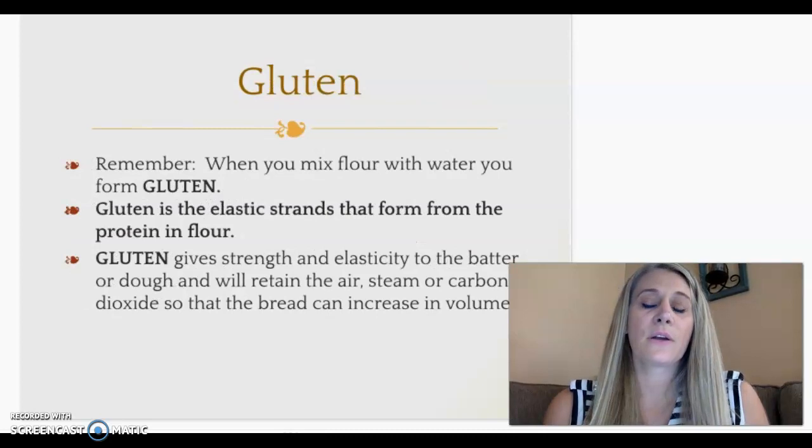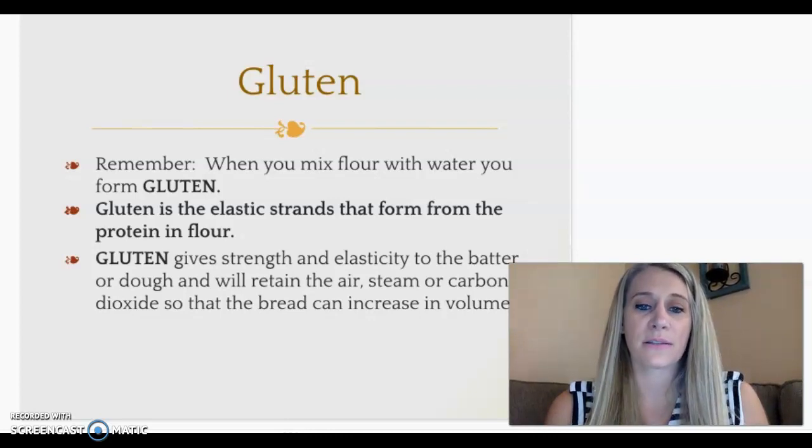Gluten. Gluten is something that forms when you mix flour with water. It is the elastic strands from protein that form inside of your product. Gluten gives strength and elasticity to the batter or dough, and it will retain the air, steam, or carbon dioxide so that the bread can increase in volume or rise.